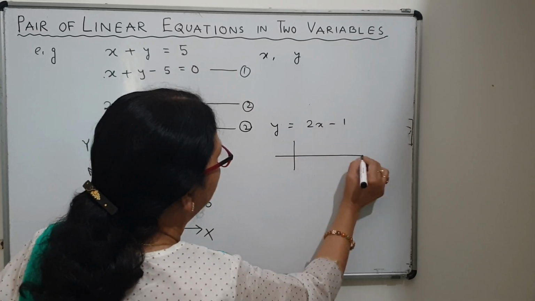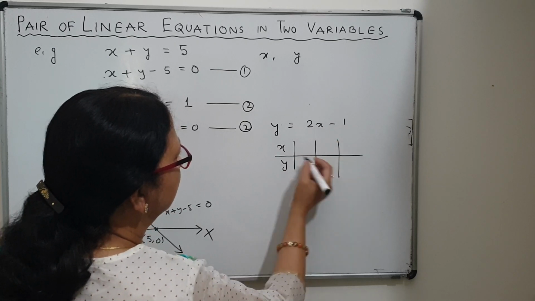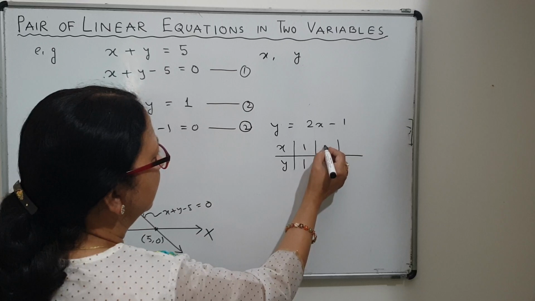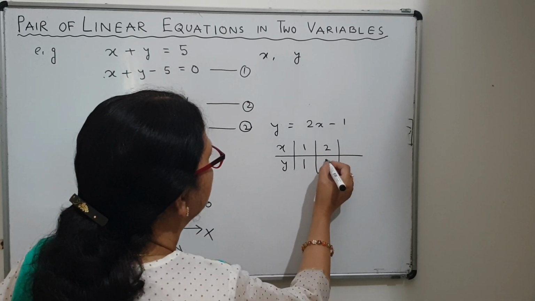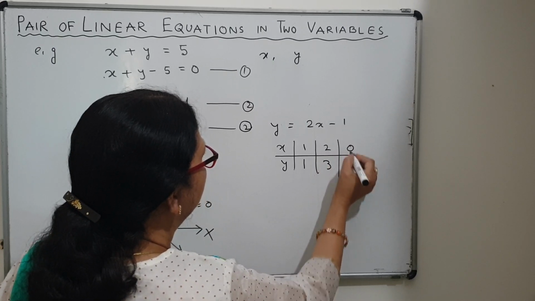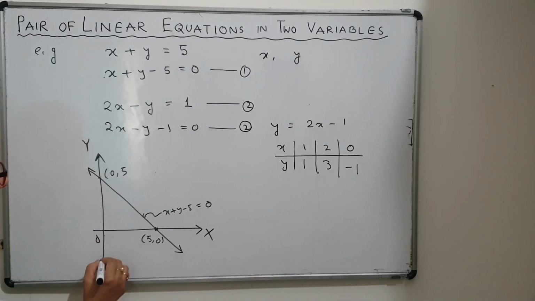So you know how to plot the graphs. Let me take, say, x = 1. 2 minus 1 is 1. Let me take x = 2. It is 3. And let me take x = 0. It will be minus 1. 0 minus 1 will be somewhere here.